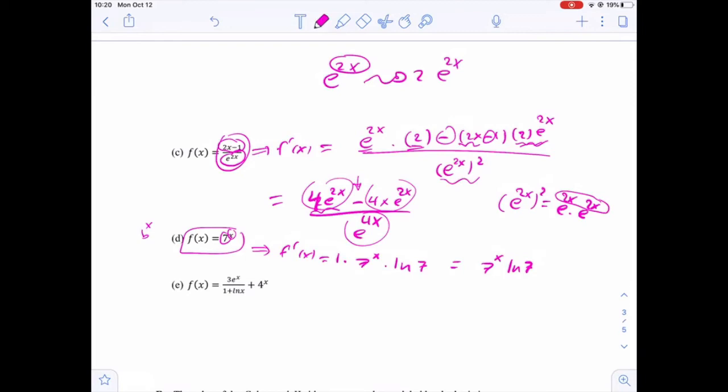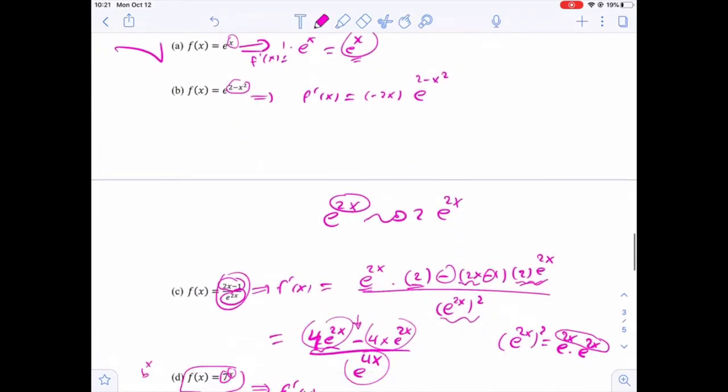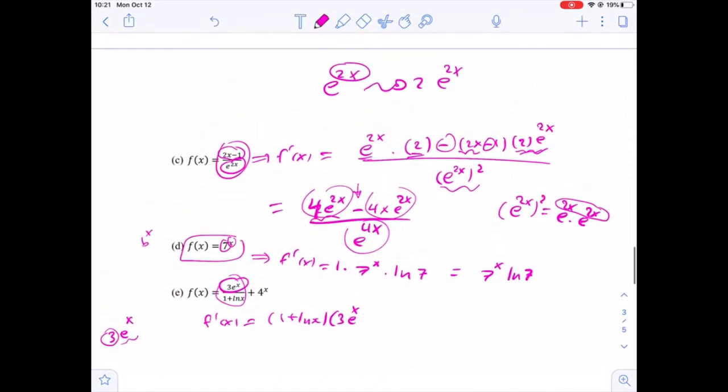Now what about e? Here we have the quotient. Here we can apply the quotient rule if you want to find the derivative of the function f. So the denominator times derivative of the numerator. What is derivative of the numerator? Numerator is 3e to the x. Derivative of 3e to the x is the same because this is a constant, and derivative of e to the x we already computed here, and we got the same function.